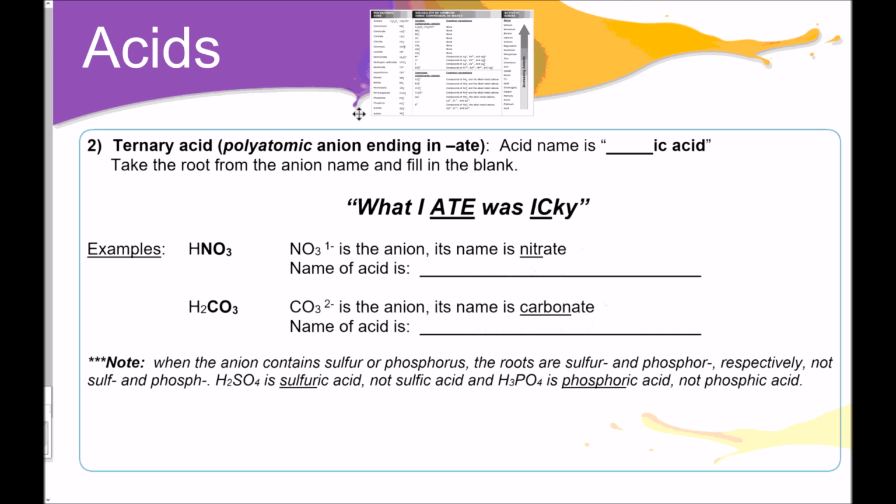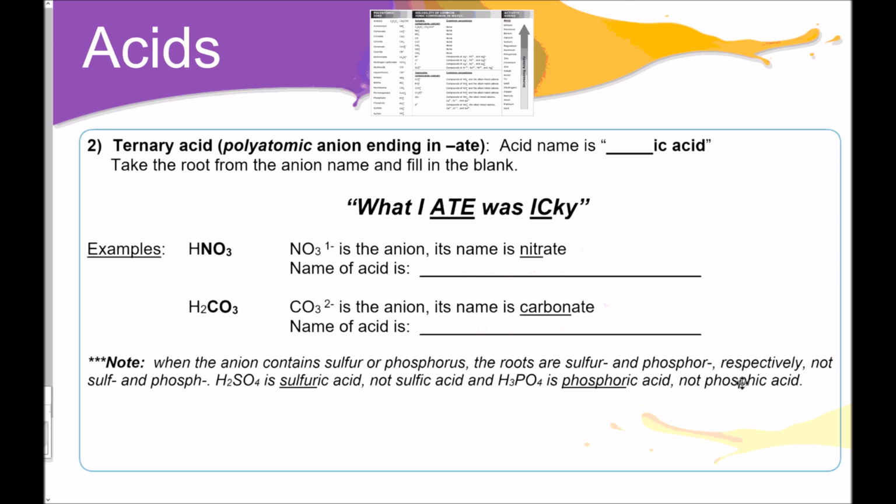I promise it'll help. Okay, at the bottom, note, when the anion contains sulfur or phosphorus, the roots are sulfur and phosphor, respectively, not sulf and phos. So H2SO4 is sulfuric acid, not sulfic acid. H3PO4 is phosphoric acid, not phosphic acid. Highlight that, underline it, make it look super important because that's a silly mistake. I don't want you to make that on your test.